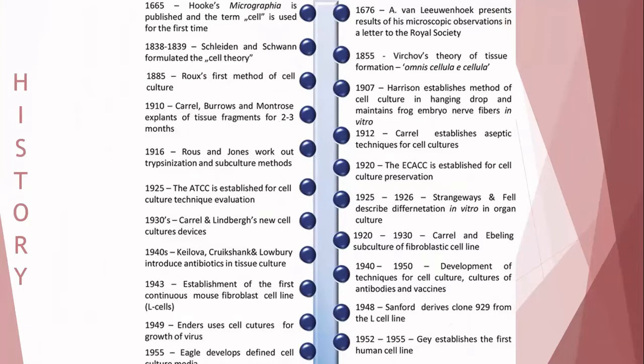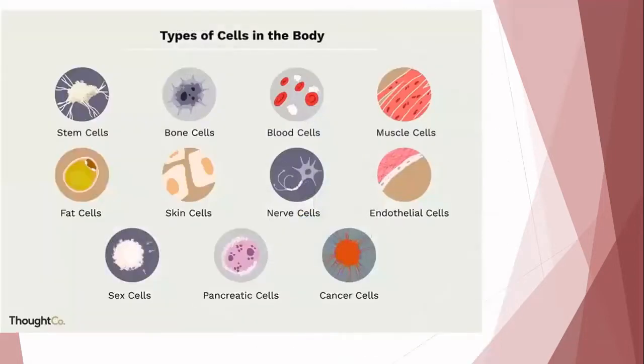So this is about the history, how cell culture began. It began with the discovery of the term cell and how different scientists proposed the cell theory, and Roux was the first one to introduce the method of cell culture. A number of scientists were involved in various steps in establishing cell cultures in artificial and some natural media. And this is a major breakthrough in biotechnology research.